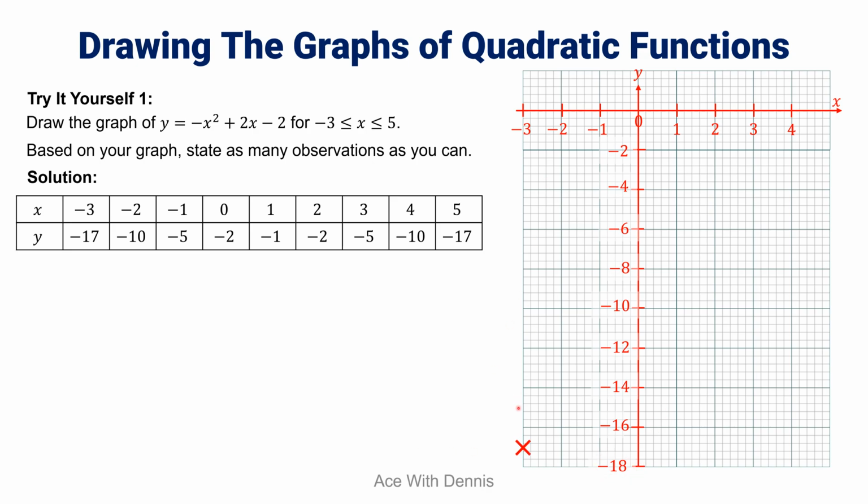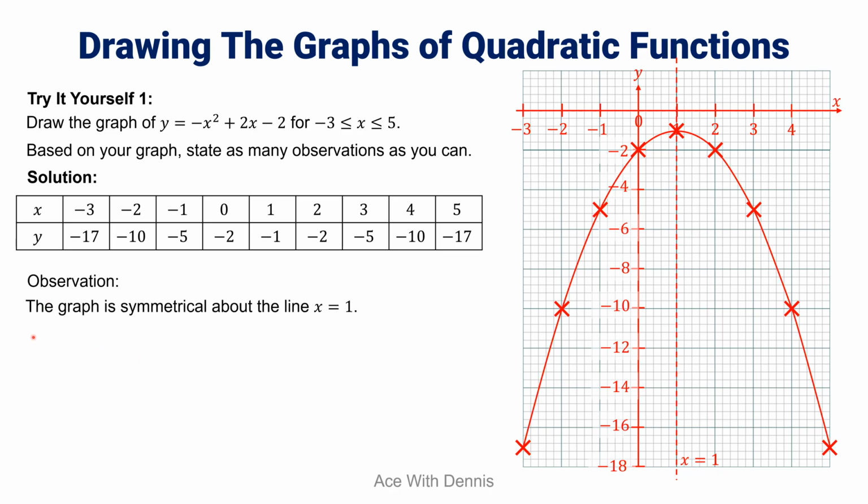Then we start to plot the points one by one, (-3, -17), followed by the second point, the third point, all the way to the last point, (5, -17) here. Then we join this curve together, and we'll get the graph of y equals -x squared plus 2x minus 2. From here, the observation that we can see is this will be the line of symmetry, and the equation is x equals 1. So the graph is symmetrical about the line x equals 1. This is the first observation that we can have from this graph.